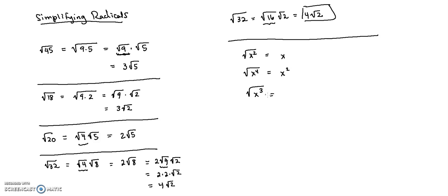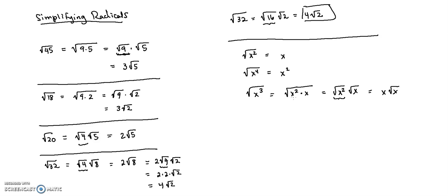But what I can do is break this up as well. So I'm going to break it up to something that I know, which is x squared. Okay, so x cubed, there's 3 of them, so I can break that up as 2 and 1. And then x squared I can take the square root of. Okay, I know that that's x, so I would get x square root of x.